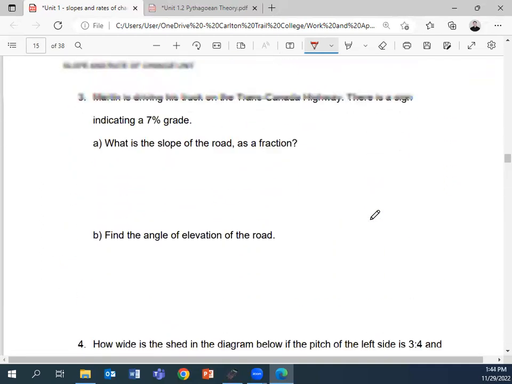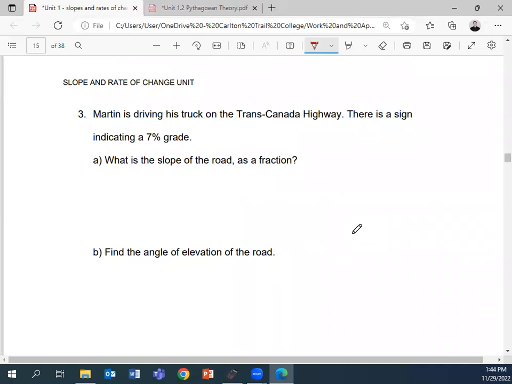So I want to go down to question 3 here now. So if you're driving a truck on the Canadian highway, there's a sign indicating a 7% grade. So again, you're going to see a sign that probably looks like this. It says grade up here, and 7%. That's what he sees. So first off, we want to find the slope of that road as a fraction.